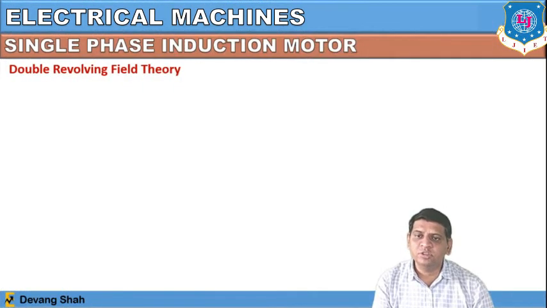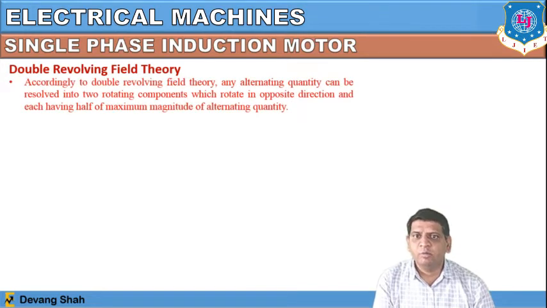Now how to remove this problem? This problem is addressed by the double revolving field theory, where, according to the theory, any alternating quantity can be resolved into two rotating components which rotate in opposite directions, each having half of the maximum magnitude of the alternating quantity. Now this we define as the double revolving field theory.